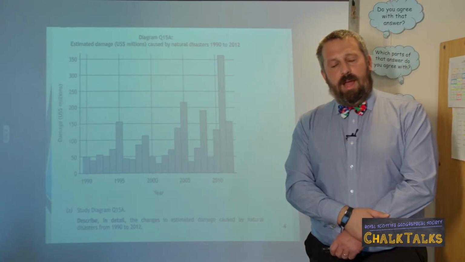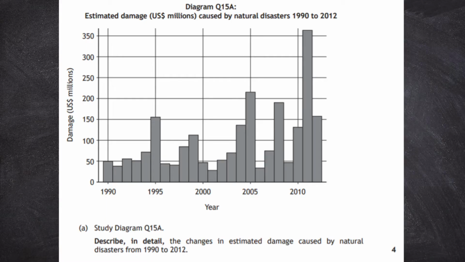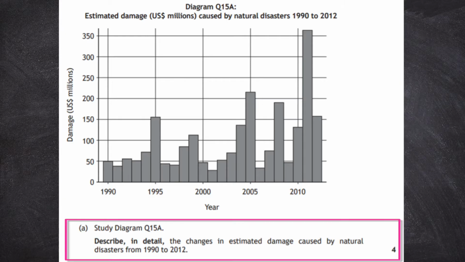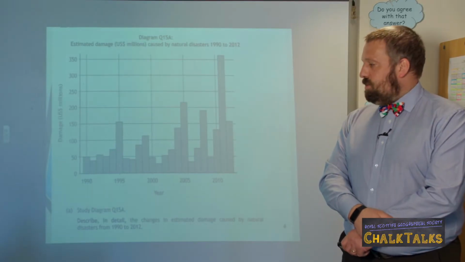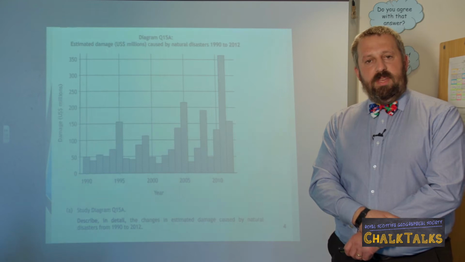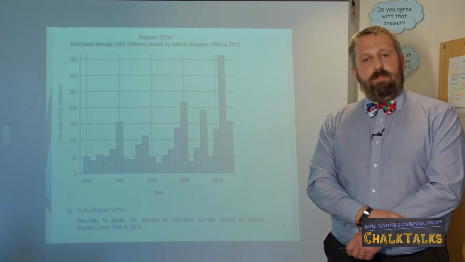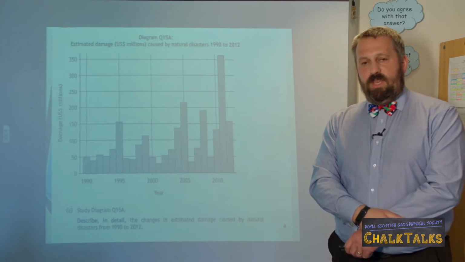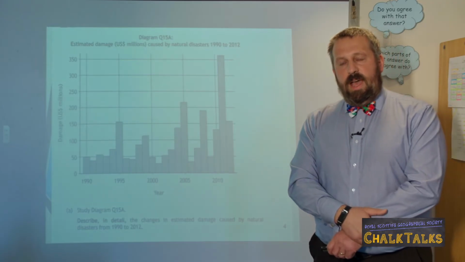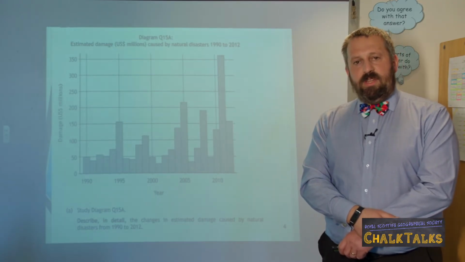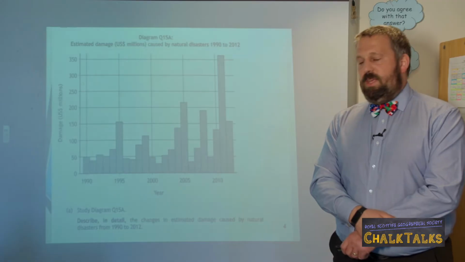Here's an example of a graph question. This question says, describe in detail the changes in estimated damage caused by natural disasters from 1990 to 2012. In order to get a mark for this question, you will need to pick 2 years on the graph. You will need to give the amount of damage for each of those 2 years. And you will need to say how much the amount of damage has increased or decreased between those 2 years.